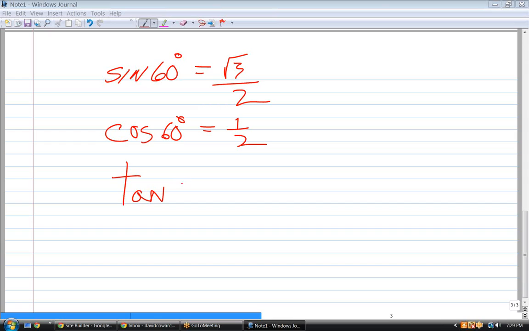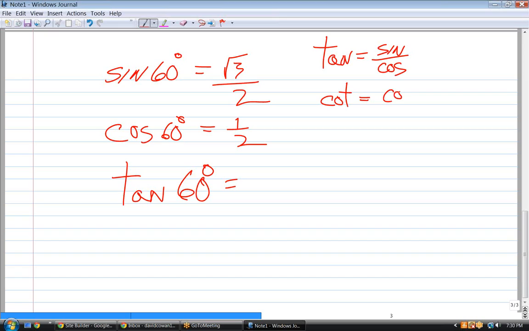So was it the tangent of 60? That's where you cut out. Yeah. Okay. So which identity do they want us to use? Tangent is equal to what? Tangent is equal to sine over cosine. Yeah. And cotangent equals cosine over sine. And those are your two very important quotient identities that you have to remember.